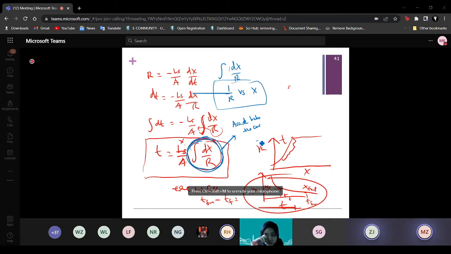So you cannot just take this graph, X and R versus X, because this is not 1 over R, this is R. Okay, so you need to find the data of 1 over R versus X. X you already know, but now 1 over R. So how to get the 1 over R? Okay, so from here, you take the R value. Let's say this is R6, this is R7, this is R8, and so on.